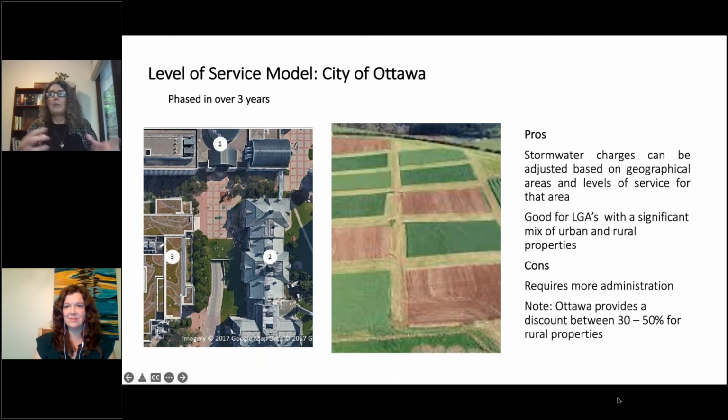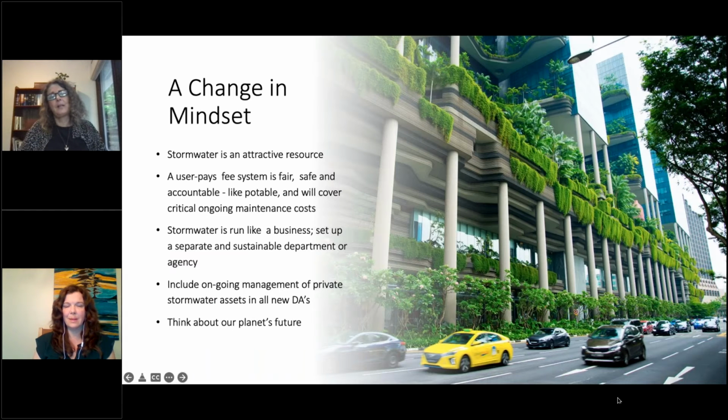There's also the level of service model, which is an example, City of Ottawa. This is a combination of rural and city, and so obviously rural are going to end up with a much bigger discount than you are in the city. But all these models do raise more than what we are seeing here in Australia in most areas. So it's really taking a change in mindset.